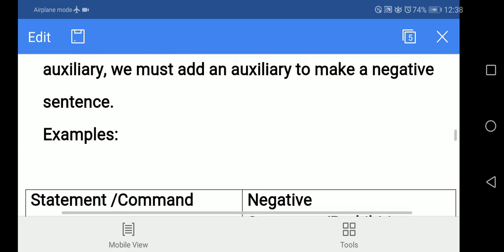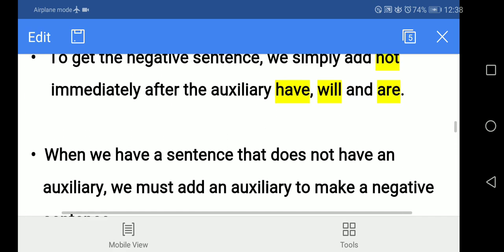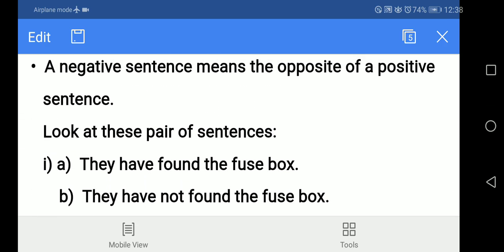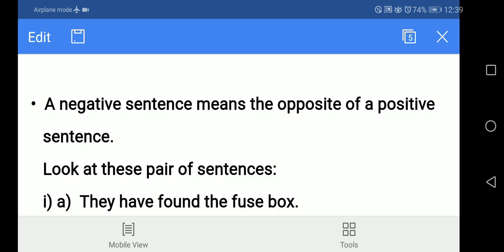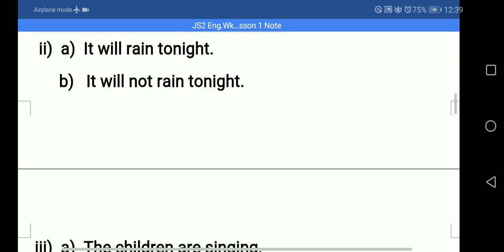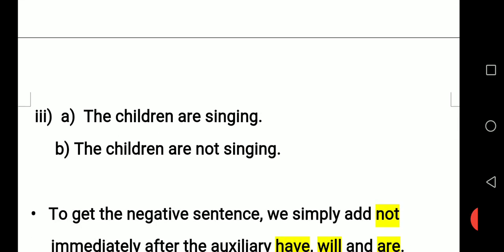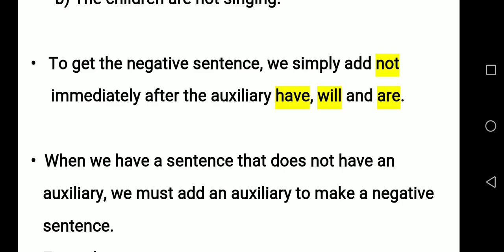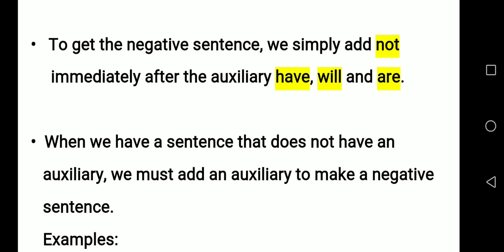The topic for today is negative sentences under grammar, and we have talked about how we can make negative sentences out of positive sentences, because negative sentences mean the opposite of positive sentences. I gave several examples. We did the analysis of these sentences, and we said that to make a negative sentence, we simply add not immediately after the auxiliary in the sentence.